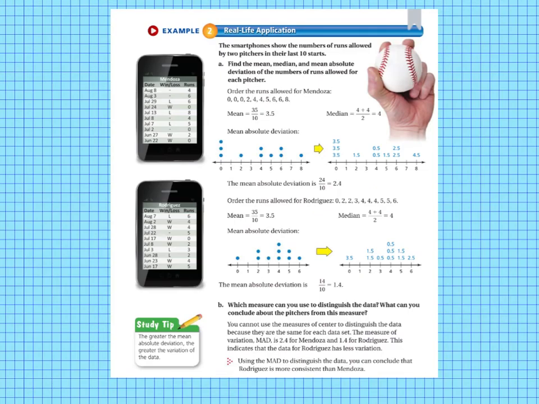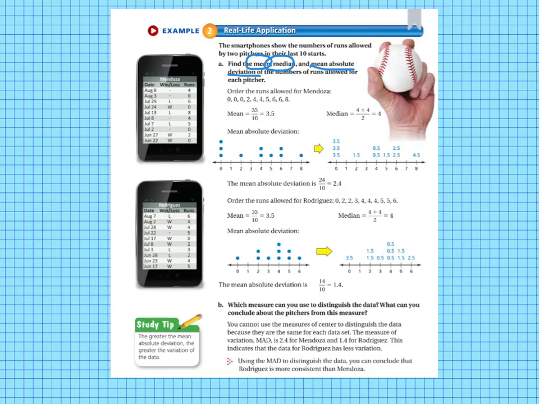Here's another example, example 2, and in your notebook it's split into 2 slides, 2A and 2B. It's a real-life application. The smartphones show the numbers of runs allowed by 2 pitchers in their last 10 starts. So you can see the pitchers over here. There's Mendoza and Rodriguez. We're going to find the mean and the median and the MAD of the numbers of runs for each pitcher. So we need to do that for both of those pitchers. In your notebook, I start with the median because we need the mean for the MAD, so it's easier to do the median first.